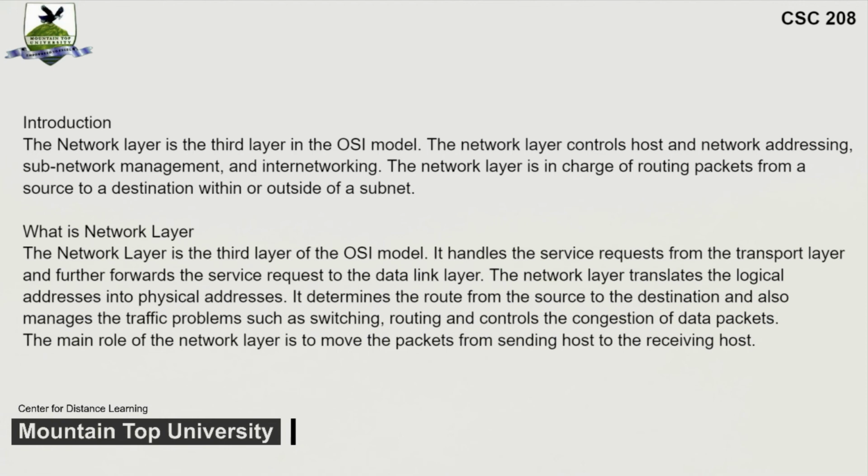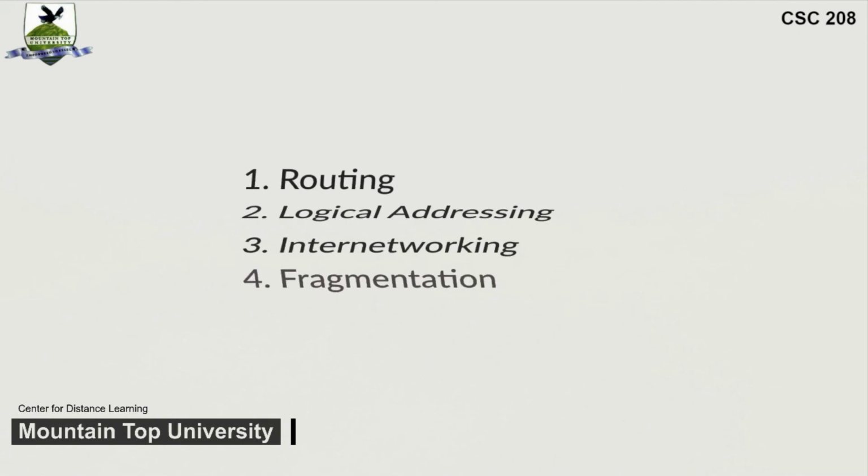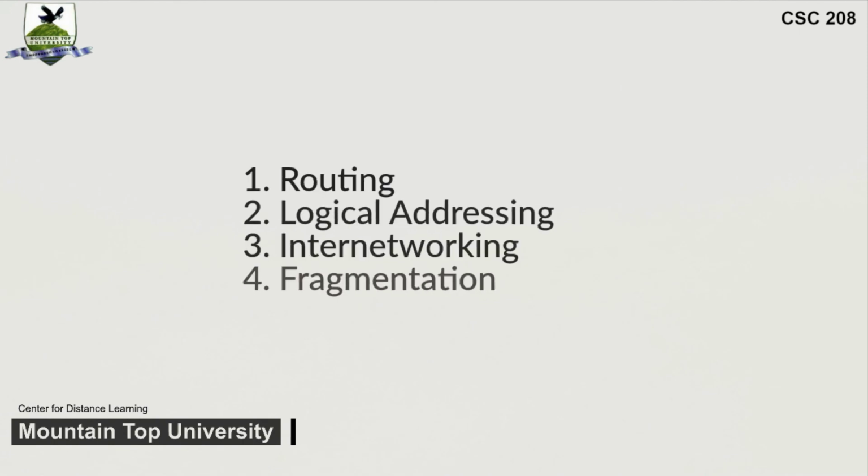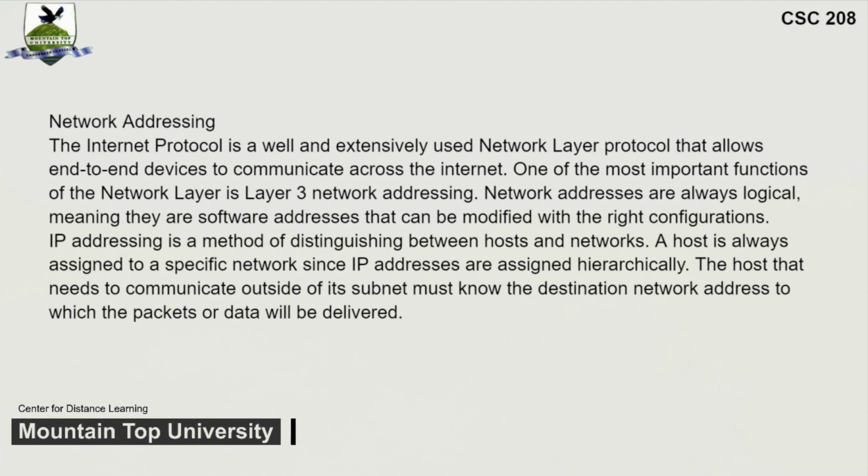The main functions performed by the network layer are: 1. Routing. 2. Logical addressing. 3. Internetworking. 4. Fragmentation. Network addressing. The Internet Protocol is a well and extensively used network layer protocol that allows end-to-end devices to communicate across the Internet. One of the most important functions of the network layer is Layer 3 network addressing.